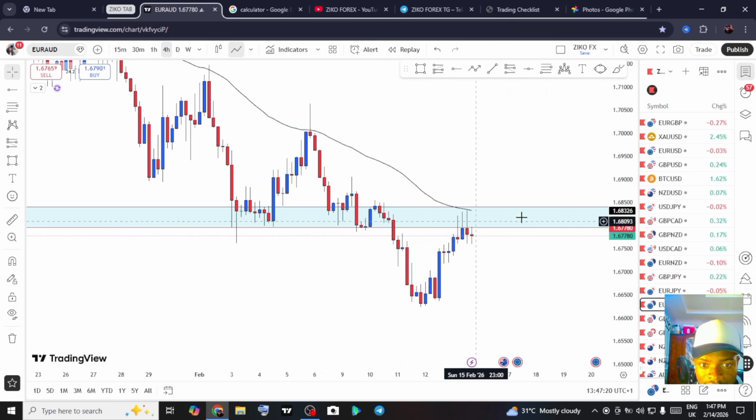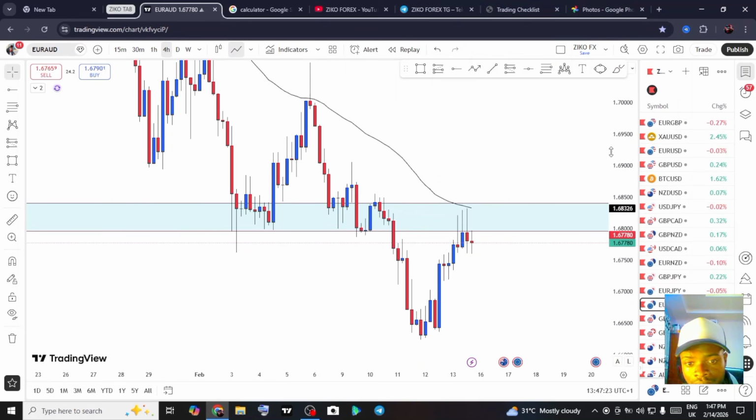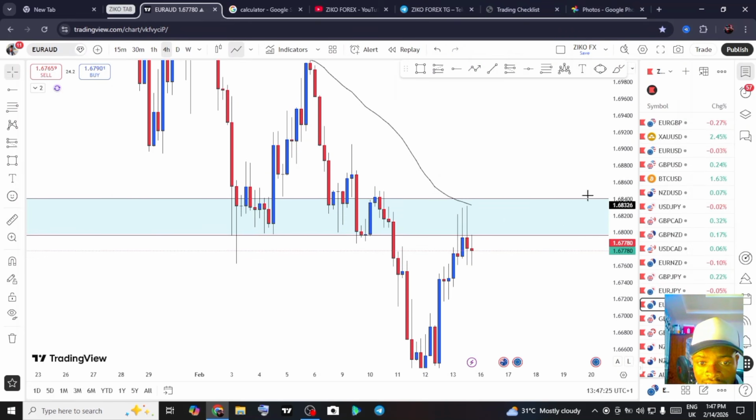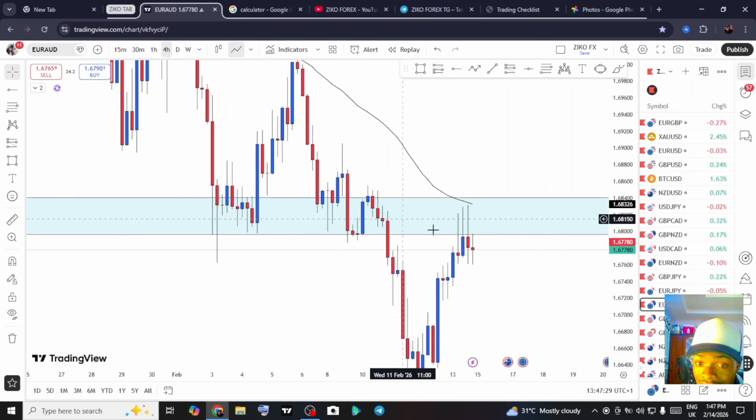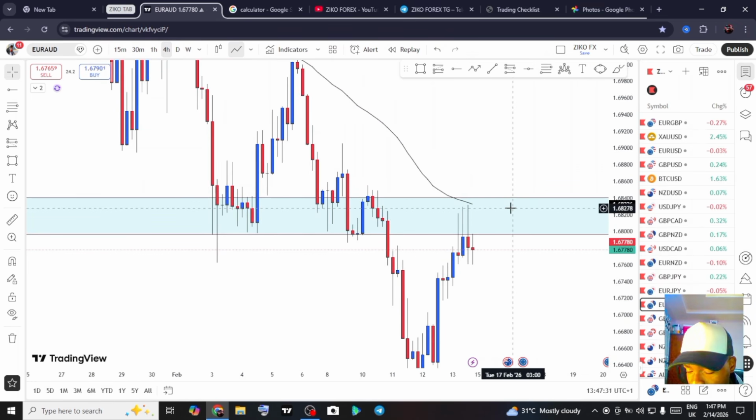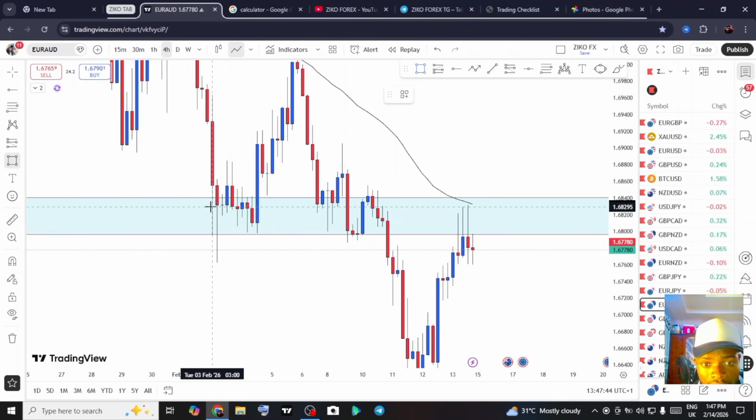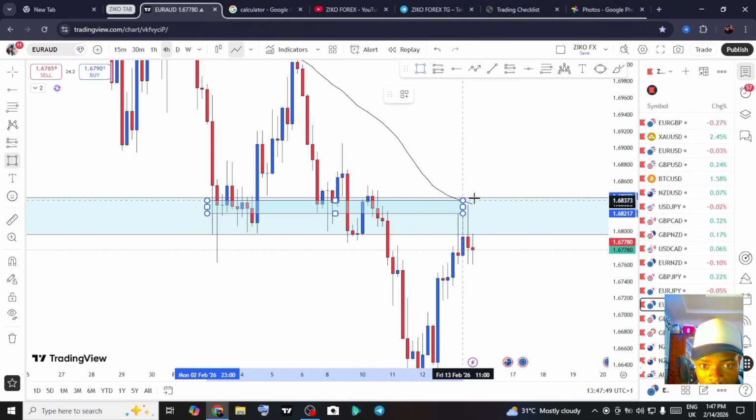Now let me see something. Inside this area of interest on the daily, to me, this daily area of interest is not valid. It is not valid in my own opinion. But it's an area of interest. It's there, but it's not valid. Now, I want to use a 4-hour area of interest in this case.